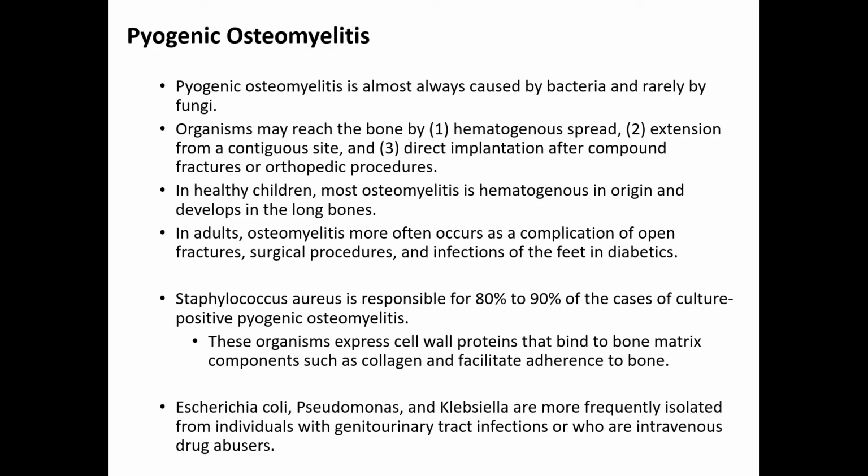Escherichia coli, Pseudomonas, and Klebsiella are more frequently isolated from individuals with genitourinary tract infection. إذن دول اللي عندهم genitourinary tract infection وصار بي dissemination to the bone, الكوز مالتهم هم الإيكولاي, السودوموناس and Klebsiella. ودول اللي هم who are intravenous drug abusers. دول two categories اللي يصير عندهم الانفكشن هو الكوز مالته these bacteria.